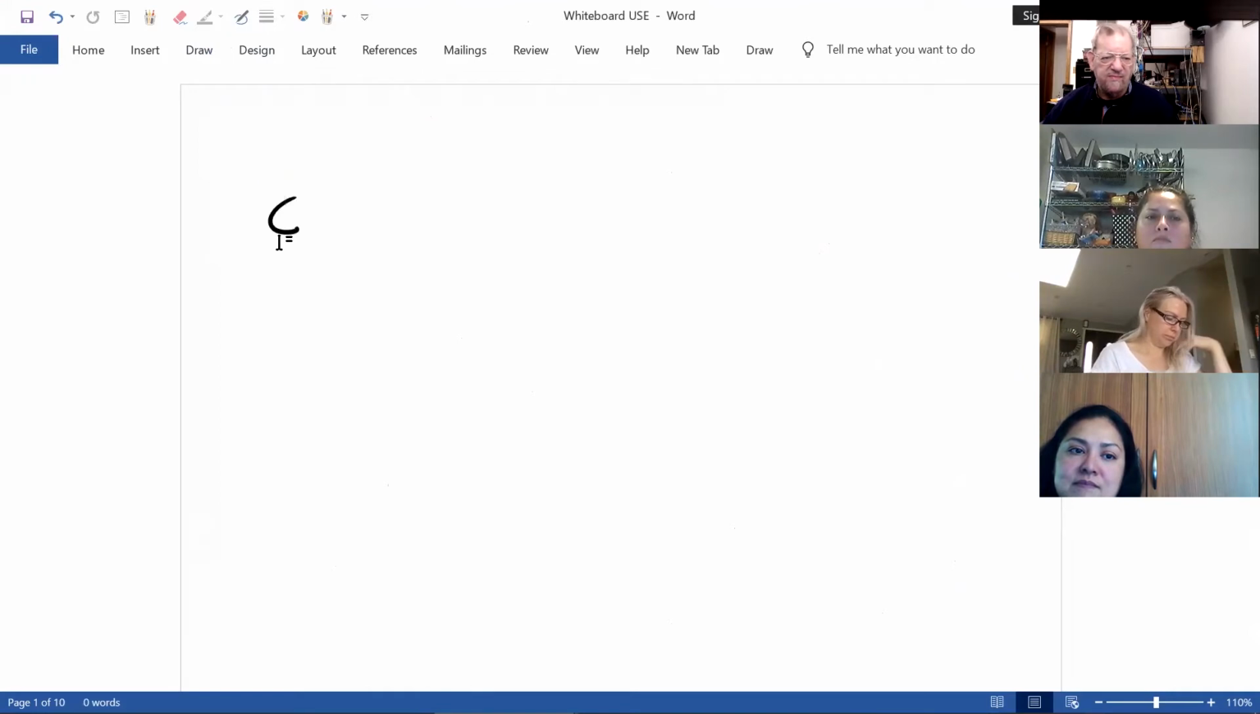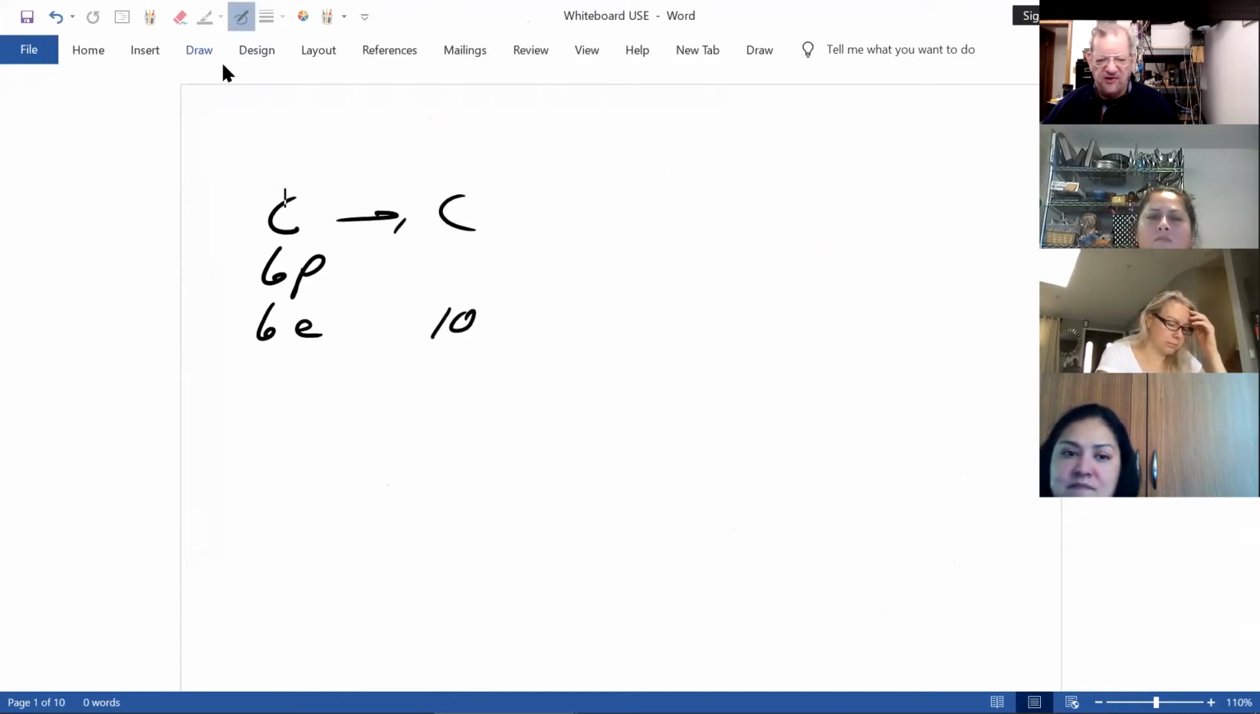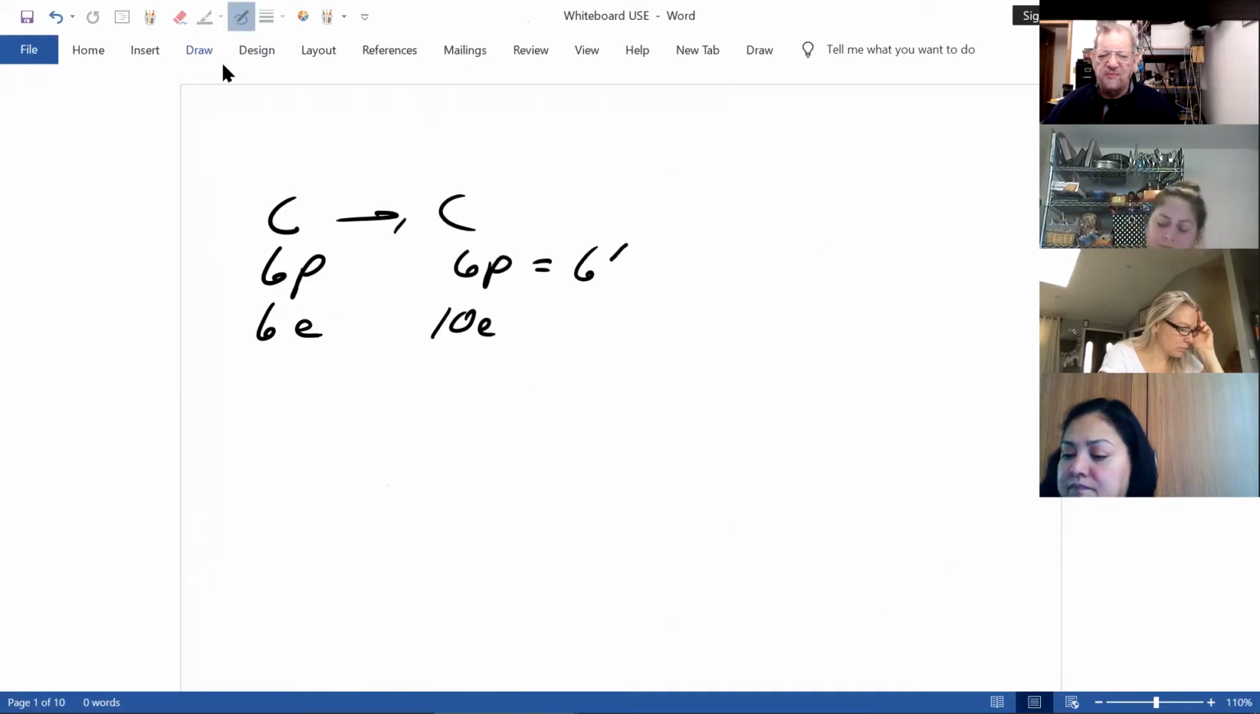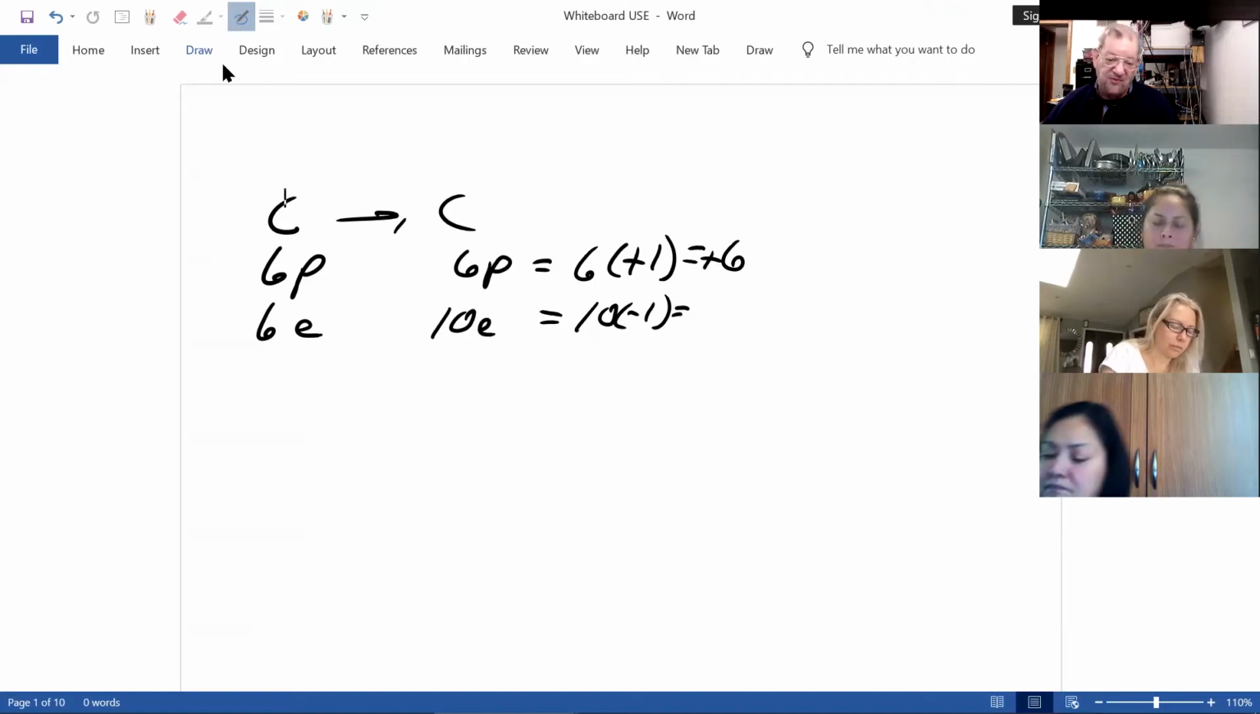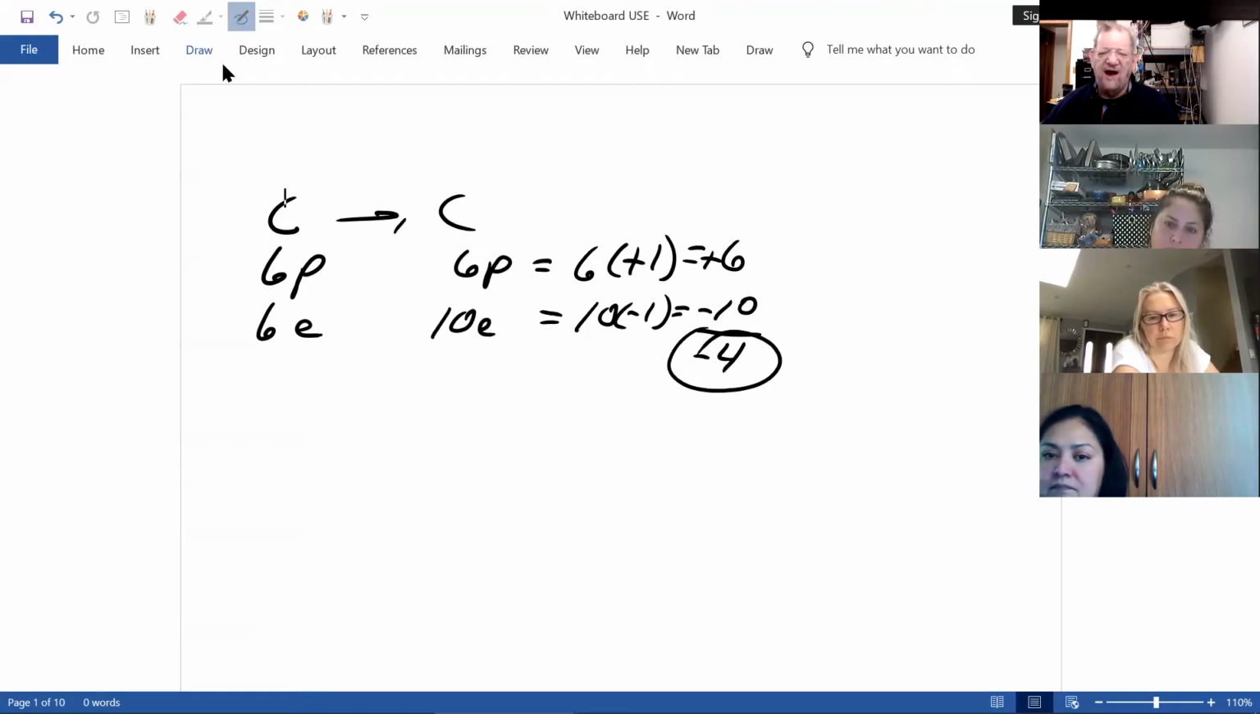Carbon has 6 protons, 6 electrons. It wants to go to the nearest noble gas with 10 electrons, the number of protons will stay the same. Each proton is a +1. Each electron is a -1. Do the math, or multiplication. Well, that is math. Add these up and you get -4. How do you show that?